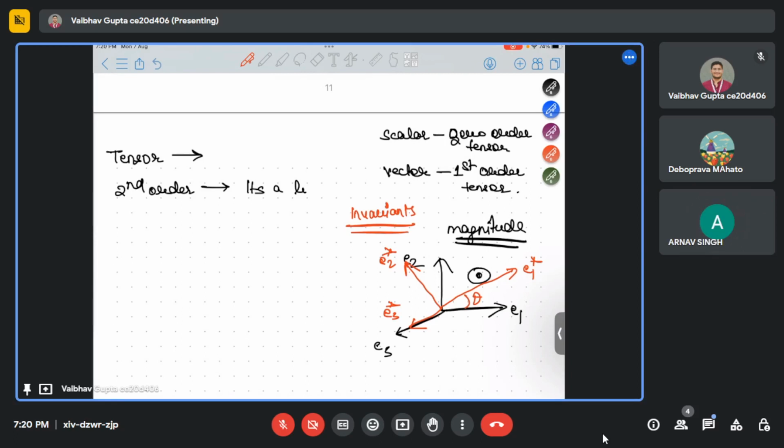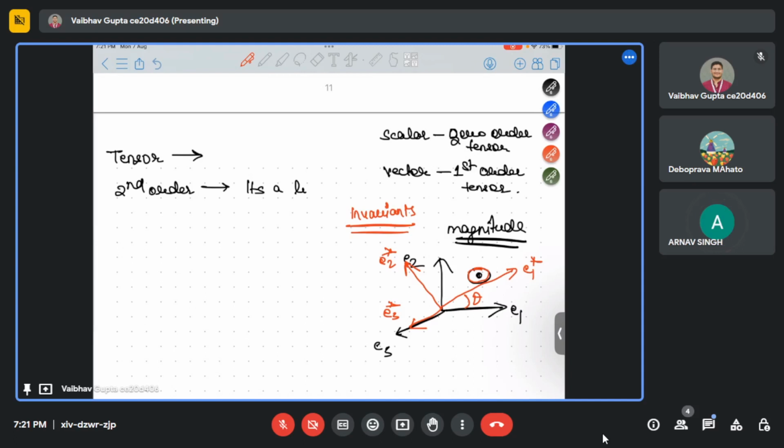So in a vector, what are the invariants? Magnitude and direction. Okay, sir. Suppose this is the vector point I have drawn. Suppose some other person mapped this vector point in E1, E2, E3 space, and another person mapped this vector on E1 star, E2 star, and E3 star space. So the final conclusion for this vector is that whatever Cartesian coordinate system you follow, its magnitude and its direction will remain the same.